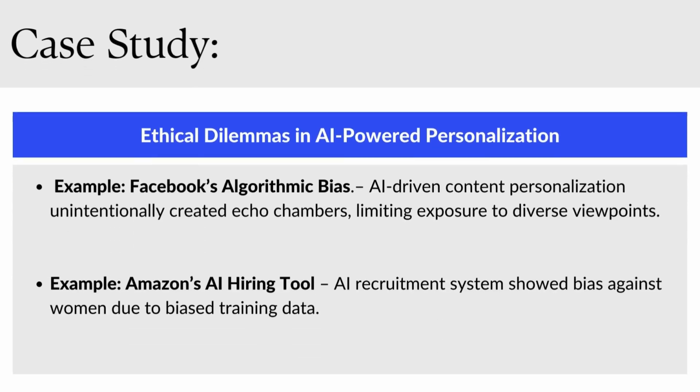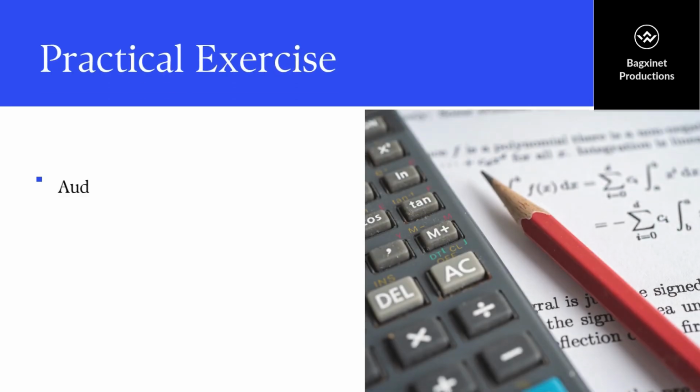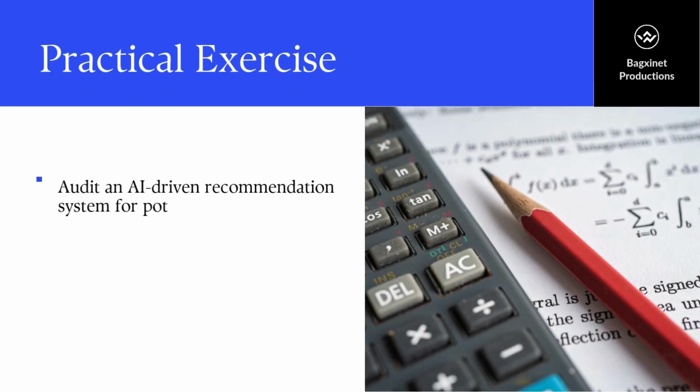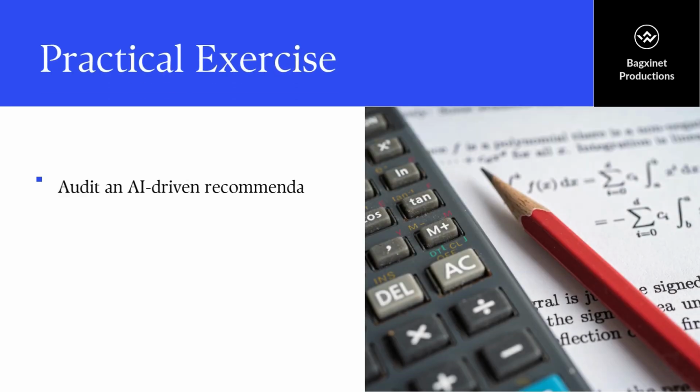And that's beautiful, guys. So guys, it is time for us to carry out some practical exercise. In this practical exercise, it is expected of you to audit an AI-driven recommendation system for potential bias and then suggest ways to mitigate it.